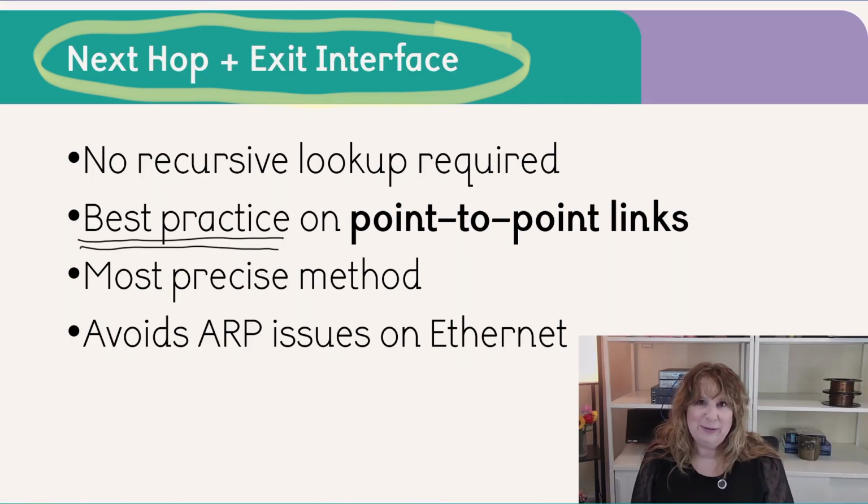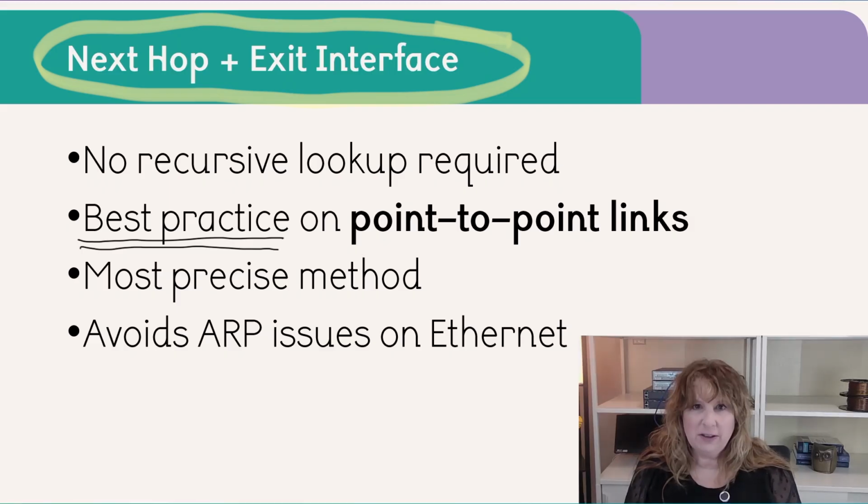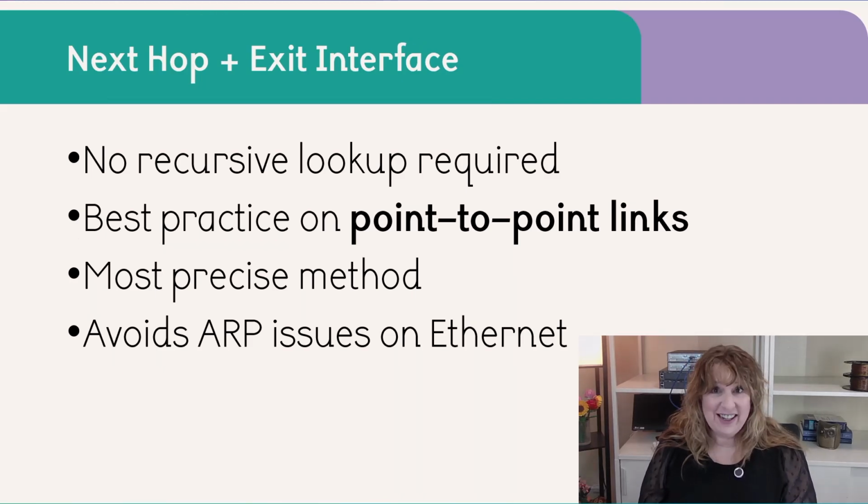On a true point-to-point link, which is what we're using in Packet Tracer, the router views using the next hop plus the interface and using the exit interface only result in the same forwarding behavior. So let's take a look at this configuration type with next hop and exit interface in Packet Tracer.